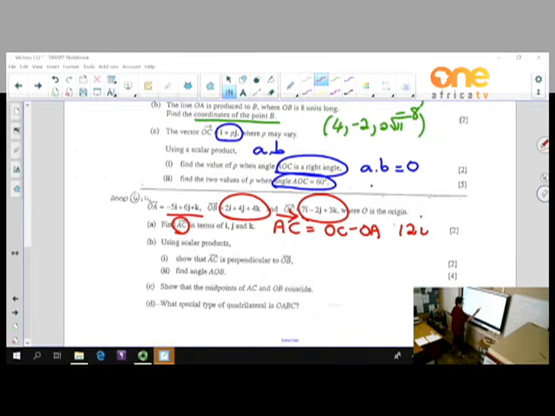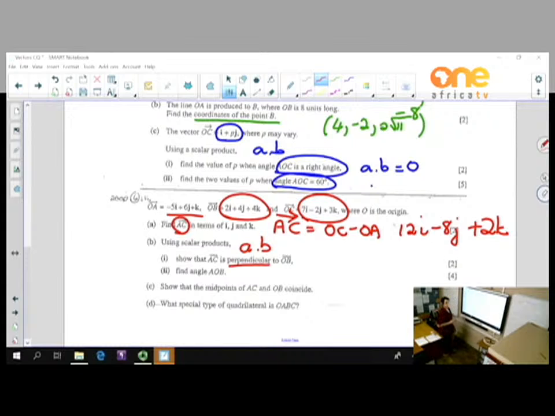And negative 2 minus 6 is negative 8j. And 3 minus k is plus 2k. That's right, plus 2k. Then using scalar products, what is that? A dot B. Show that AC is perpendicular.